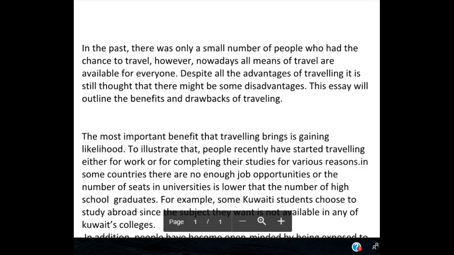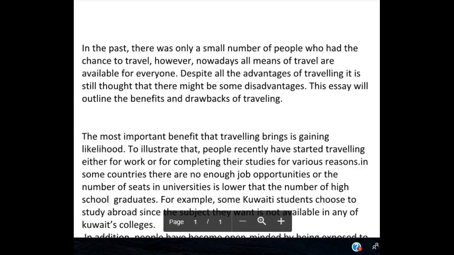Okay, Fatema, here we go with your task 2. In the past, there was only a small number of people who had the chance to travel. However, nowadays, all means of travel are available for everyone. I just automatically want this to say to everyone. Something is available to everyone. Okay, despite all the advantages of traveling, it is still thought that there might be some disadvantages. This essay will outline the benefits and drawbacks of traveling.